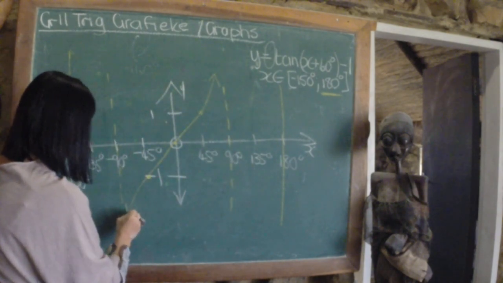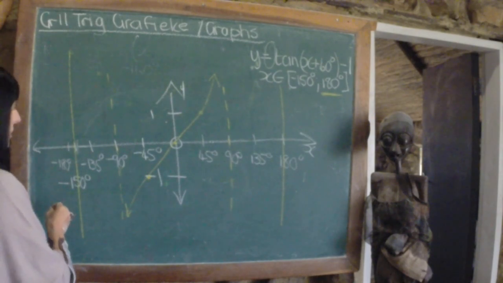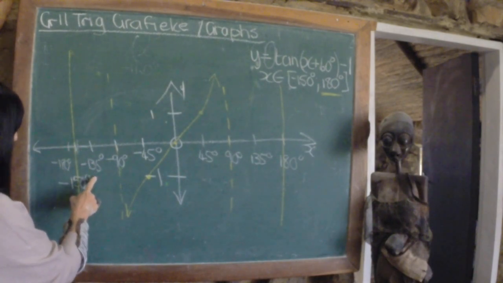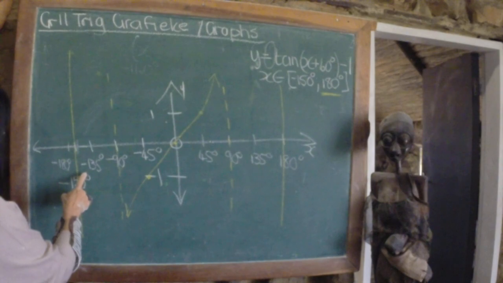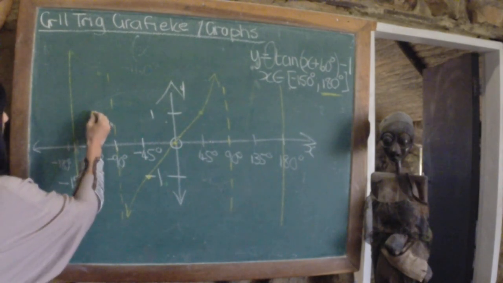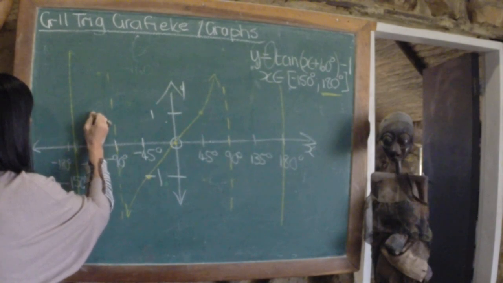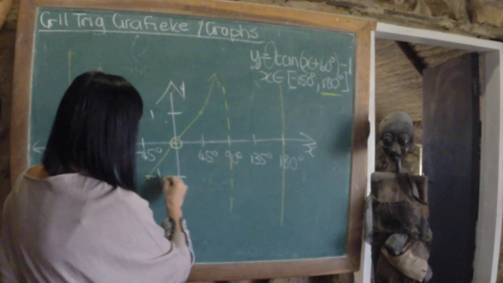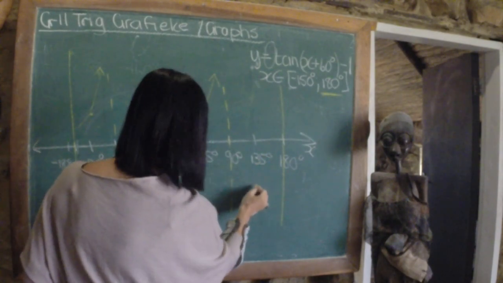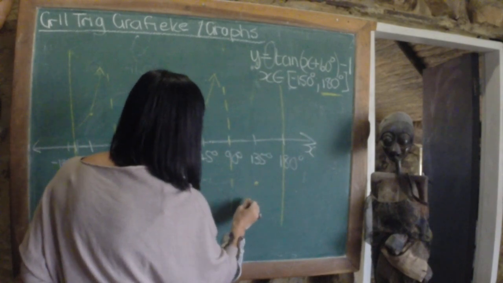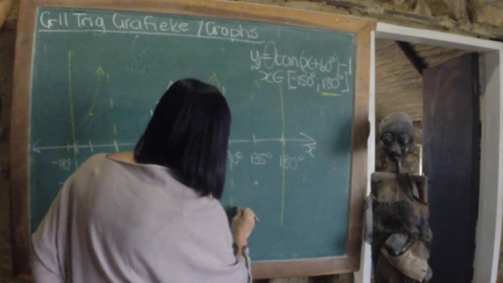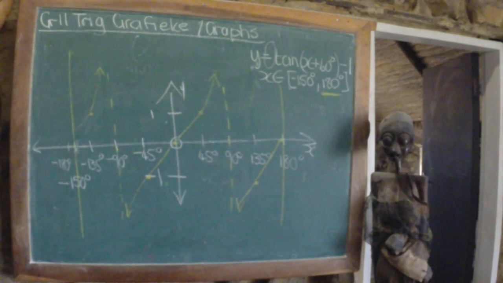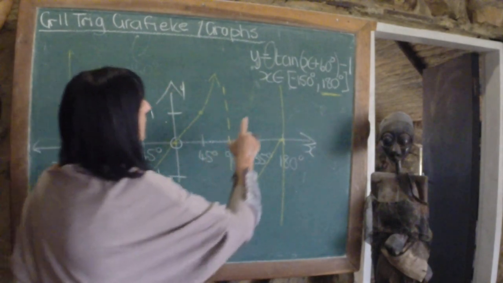Miskien om uit ons kop uit. So hierso gaan ons by minus 135, so by 180 by minus 135 is hy ook 1. So hy sal nou so gegaan het, en hierso by minus 135, by 135 it will be minus 1, and it will go up to 180. Dis our mother graph. Maar wat het nou met ons moedergrafiek gebeur? Kom ons gaan kyk eers.